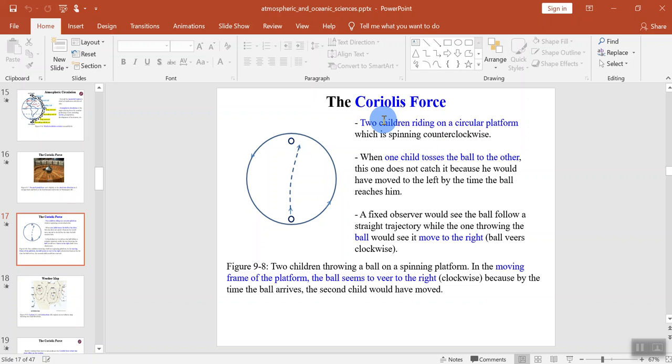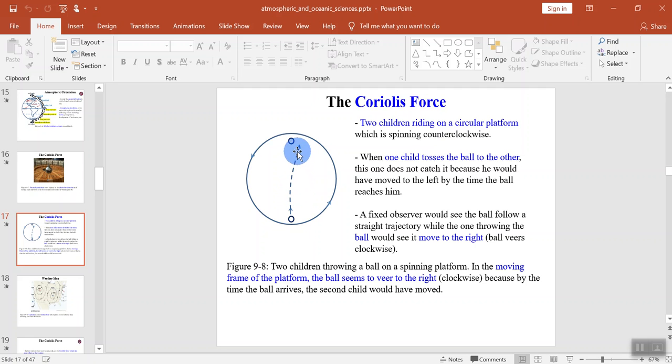Okay, so let's explain the Coriolis force. If you take two children riding on a circular platform, which is spinning clockwise, they're the two kids. When one child tosses the ball to the other, this one doesn't catch it because he would have moved to the left by the time the ball gets to him. In other words, this one tosses the ball, but this one is spinning, so by the time the ball gets over here, this one would have moved, so he will miss it. So this kid looking at the ball, it looks to him as if the ball is veering to the right.